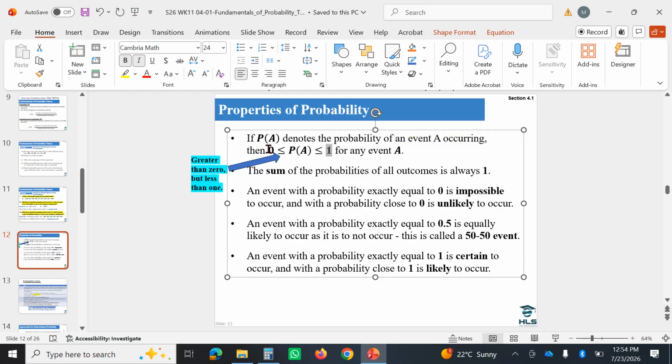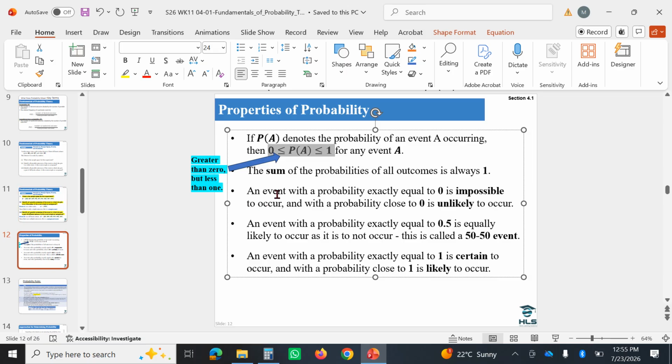If that makes you kind of queasy, all it means is that the probability of an event has to be between 0 and 1. Remember that 1 equals 100%. The sum of the probabilities of all outcomes is always 1. You remember the dice? The probability of hitting a 1, 2, 3, 4, 5, or 6 is 1/6 plus 1/6 plus 1/6 plus 1/6 plus 1/6 plus 1/6 equals 6/6.